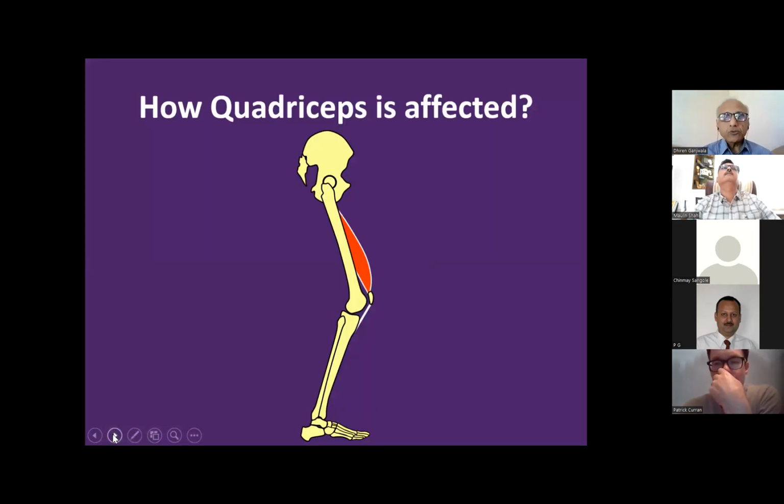Okay, so now coming to the second question, how is the quadriceps affected in this process, or what are the issues at the quadriceps muscle level?